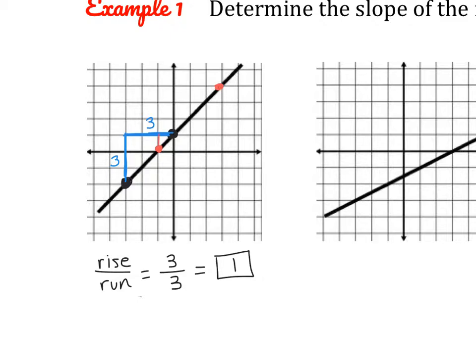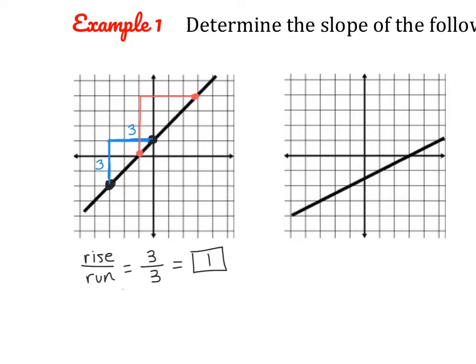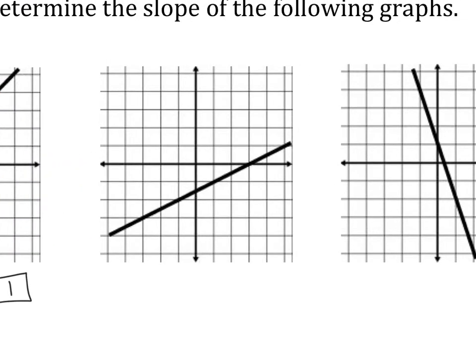If I count my rise, it's 4, and my run is 4. Oh, 4 over 4 is also 1. So even though we picked 2 different points, we ended up with the same slope. So you can pick any 2 points from your graph that you know what the coordinate is. So let's try this one together.